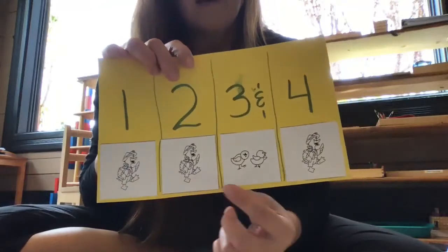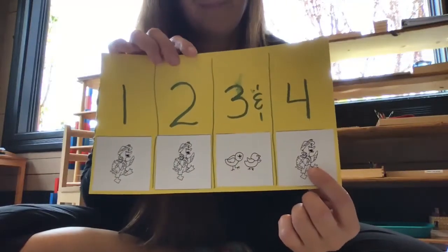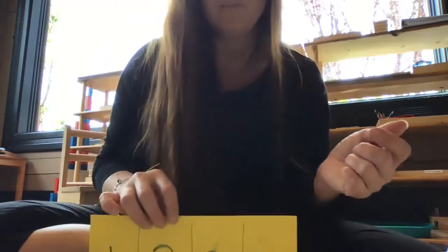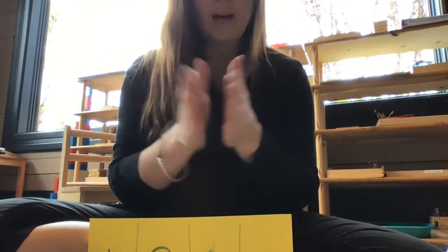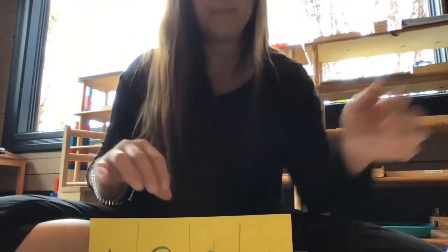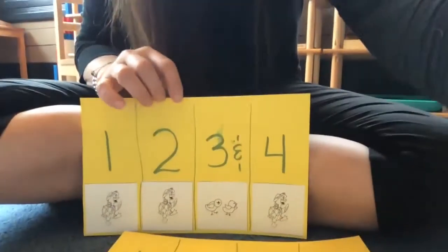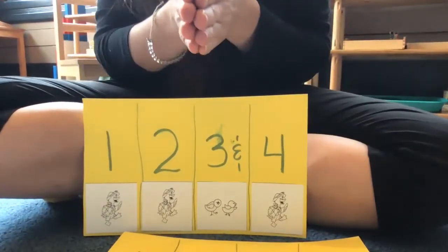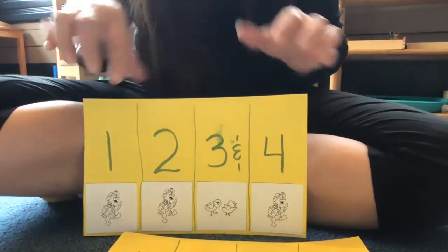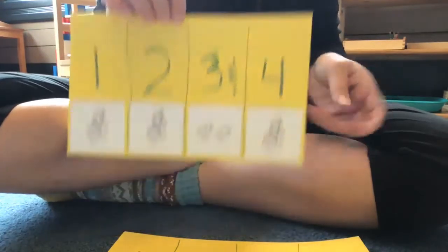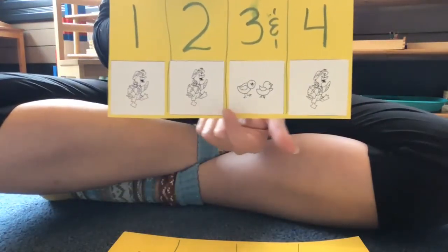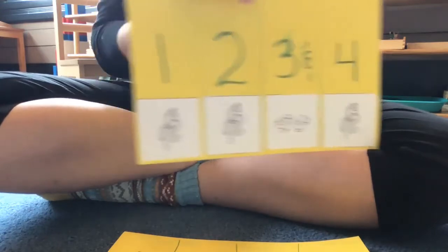Quack, quack, cheep, cheep, quack. Okay, so it'd just be like quack, quack, cheep, cheep, quack. Can you see that? Quack, quack, cheep, cheep, quack. Quarter, quarter, eighth, eighth, quarter.